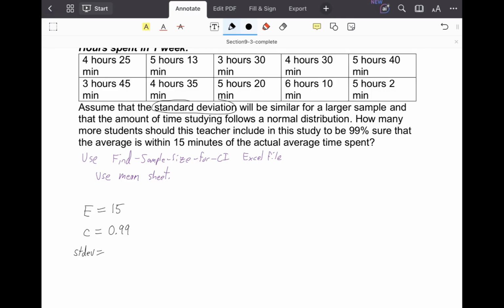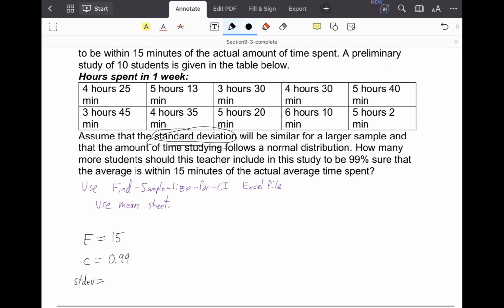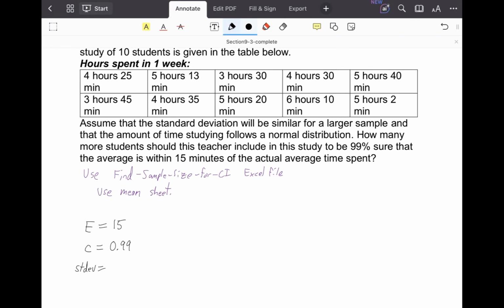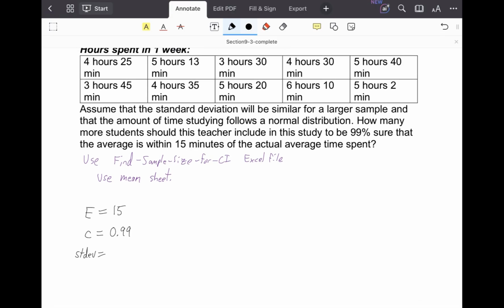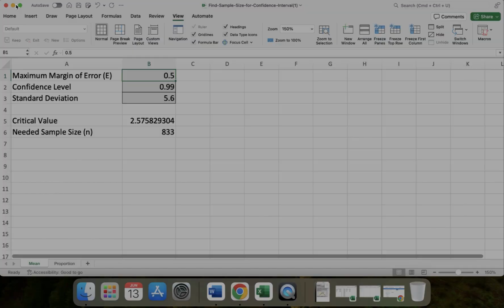And then the last thing is the standard deviation, which this one is not straightforward. It has a word here. We have the word standard deviation. And it's telling us that it will be similar for a larger sample. So we need to take this data here and find the standard deviation. Even more specifically, since the margin of error is in minutes, we need to find that standard deviation in minutes. So I copied the data into Excel already, so I want to show you how to do this. It's a couple different ways.